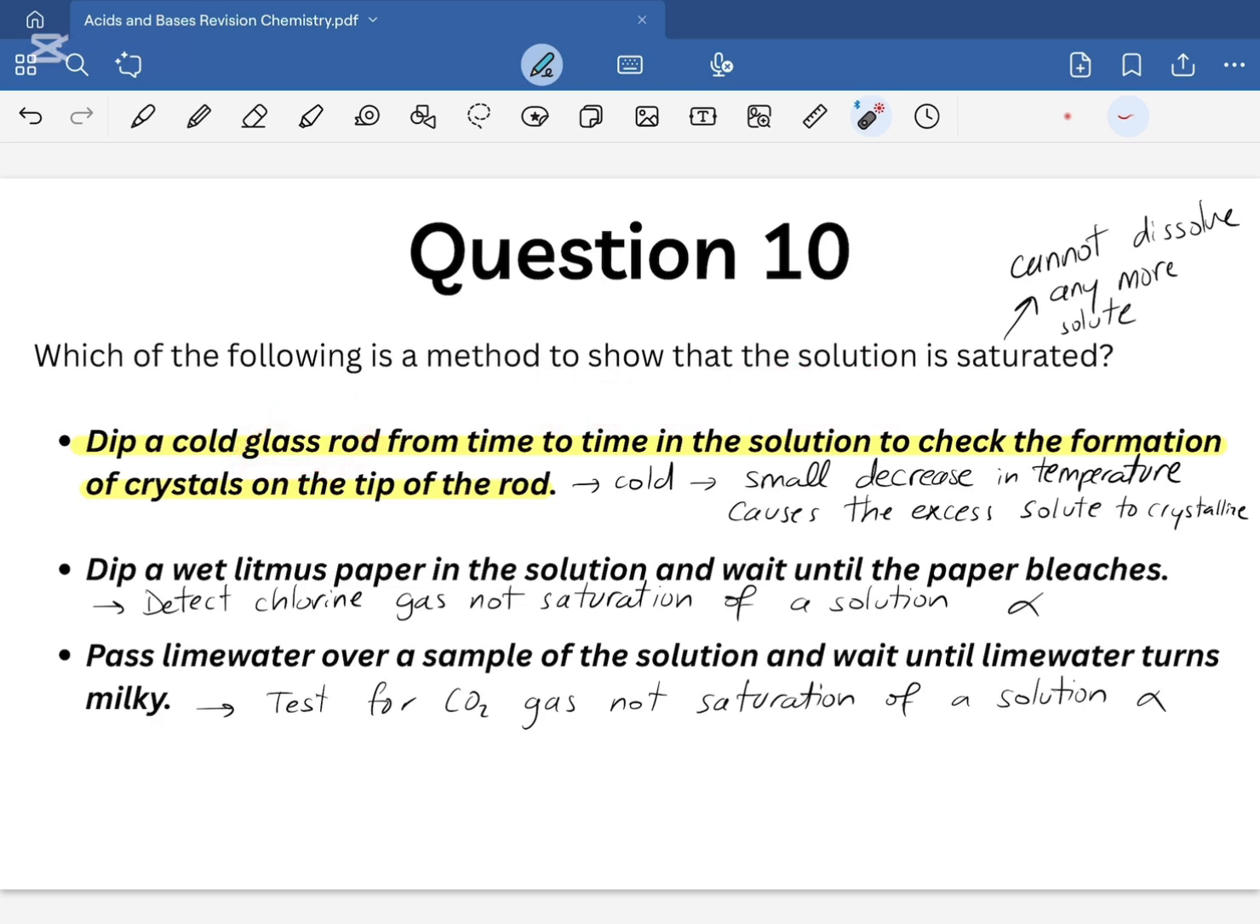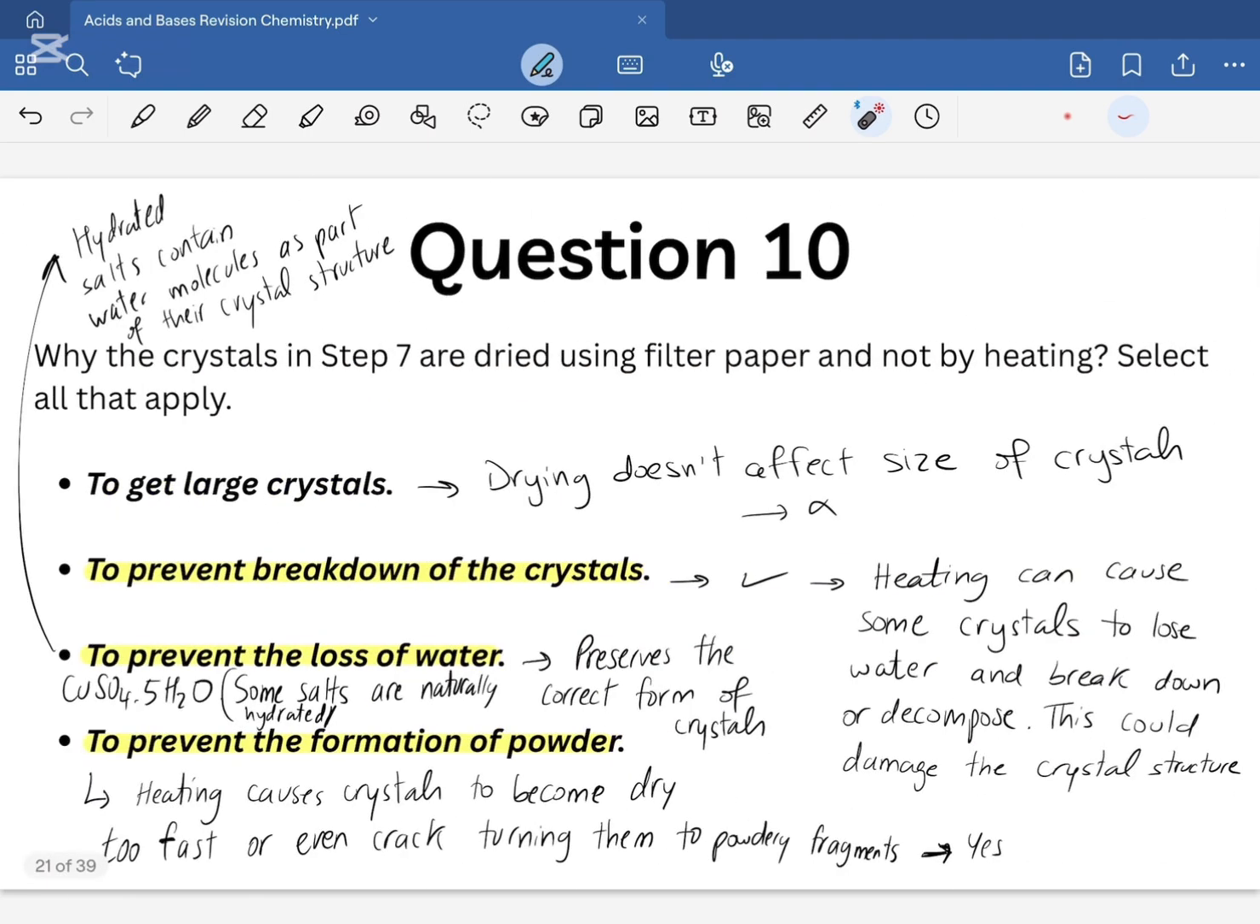Now dip a wet litmus paper in the solution and wait until the paper bleaches. This is actually used to detect chlorine gas, and it's not a test for saturation of a solution. Pass lime water over a sample of the solution and wait until lime water turns milky. This is actually a test for carbon dioxide gas, and it's not a test for the saturation of a solution. So the only correct answer is this one, as we're going to see some crystals forming on the glass rod.